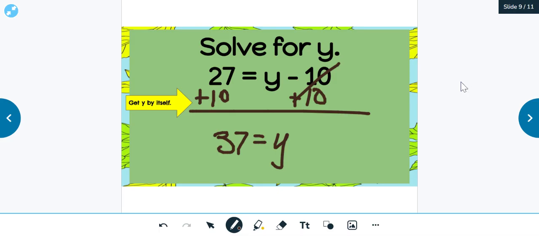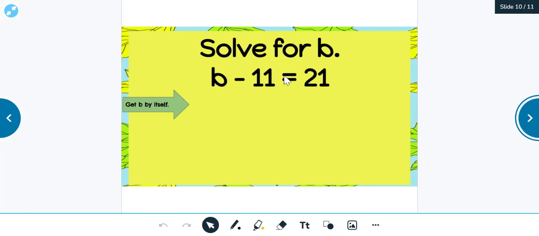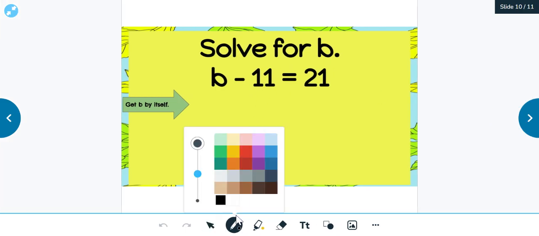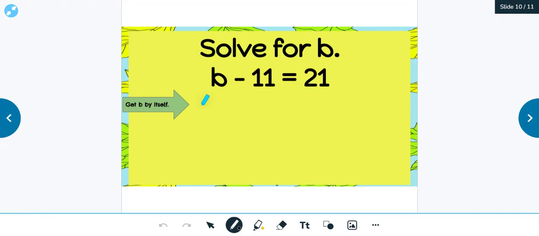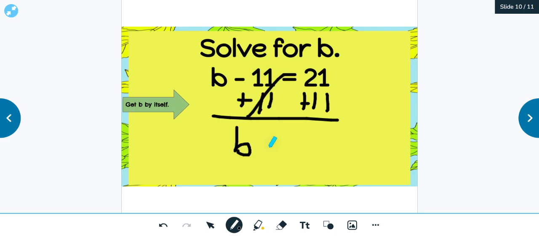And it doesn't matter if your variable is y or x or whatever it is. It doesn't matter if it's on the left or on the right. It can be on either side. Solve for b. All right, so we want to isolate the variable b by using inverse operations. The inverse of minus 11 is plus 11. Negative 11 plus 11 is 0. b equals 21 plus 11, which is 32.